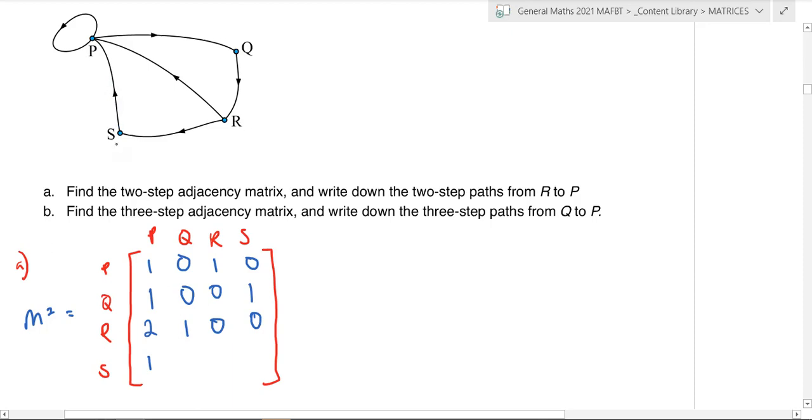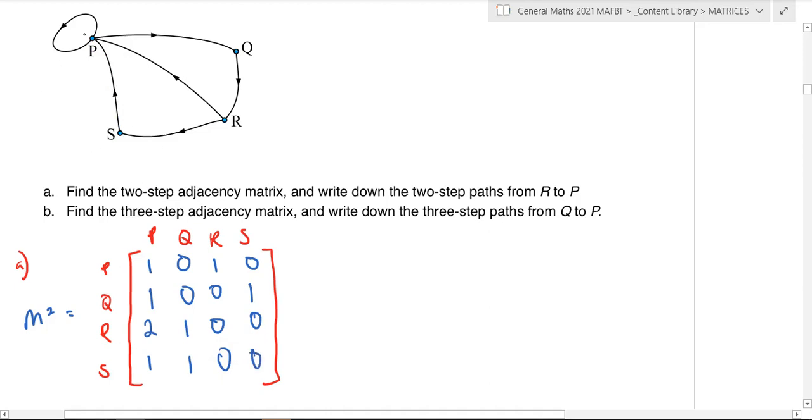S to Q, okay? Let's look at S to Q. Technically there, I can go, well, that's one step. So that's one there. S to R, that's one of the two steps. S to R, technically no, because of that direction there. So S to R, 0, and then S to itself is 0.